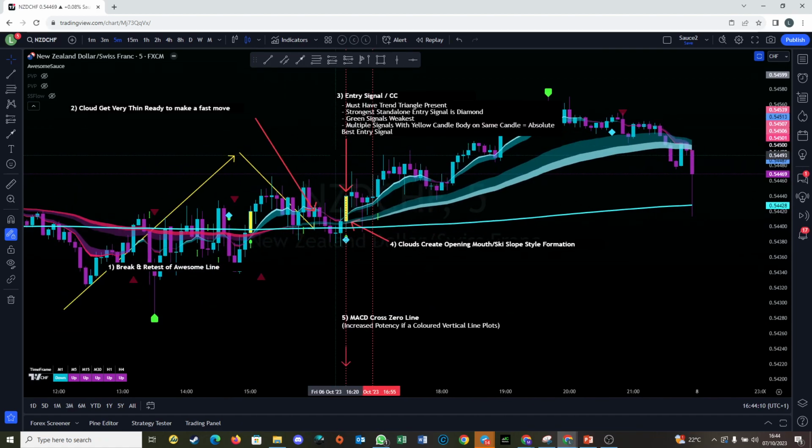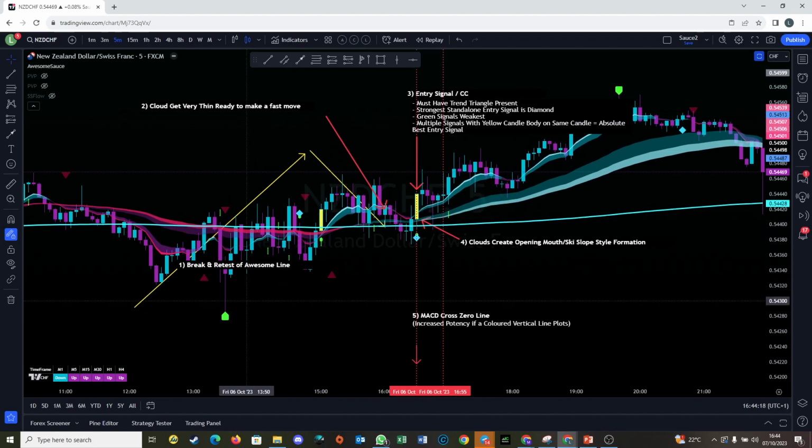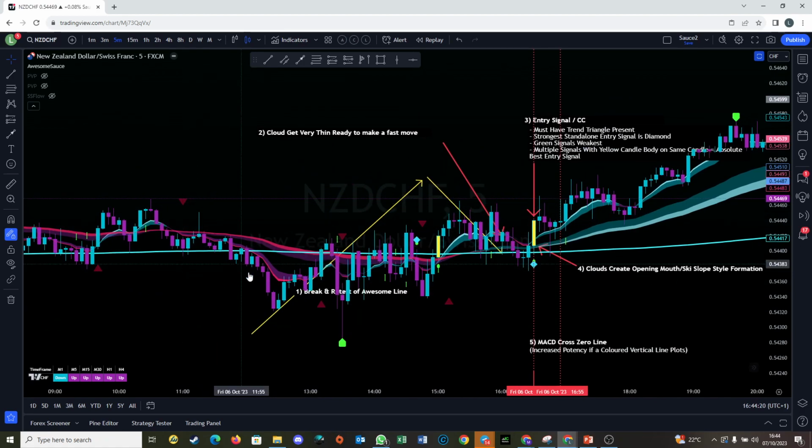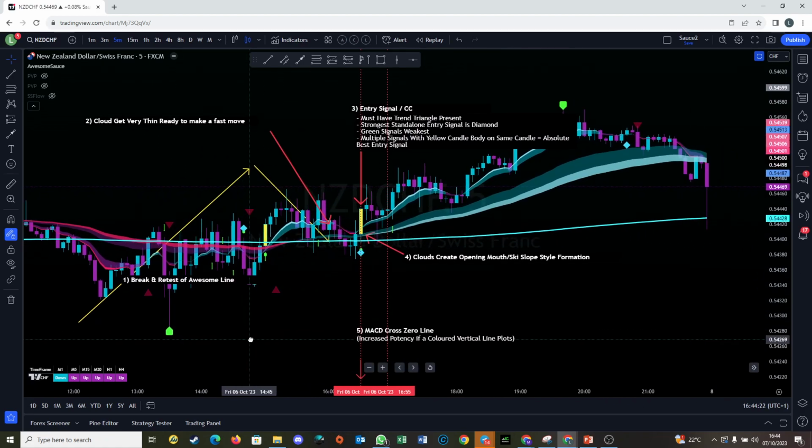So entry signal wise, your triangles. Your triangles are swings in the market. So they're primary trend swings, and they're really strong to tell you when the market's turning and going the other way. So I'm always looking to make sure that number 1, we have a triangle before I'm looking to enter the market. Number 2, perfect situation, a triangle on your entry candle, your CC candle.